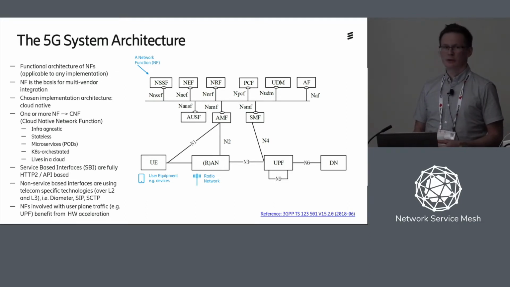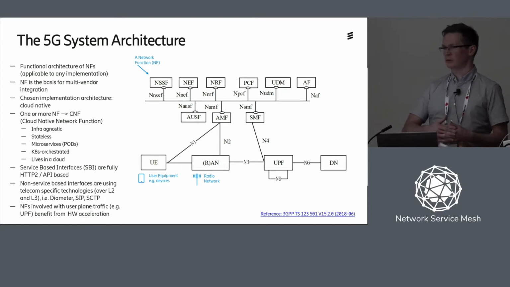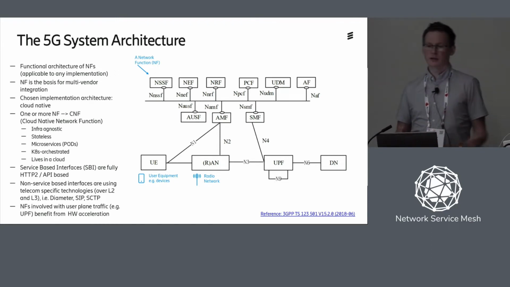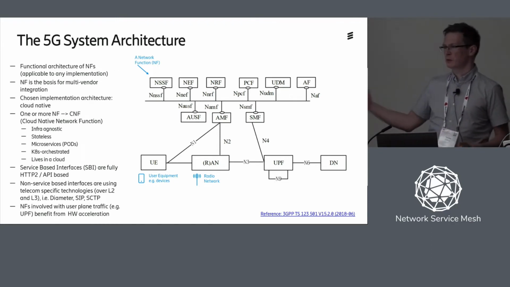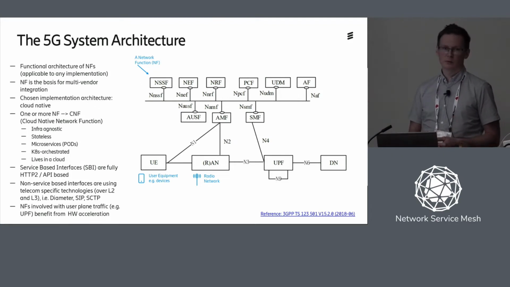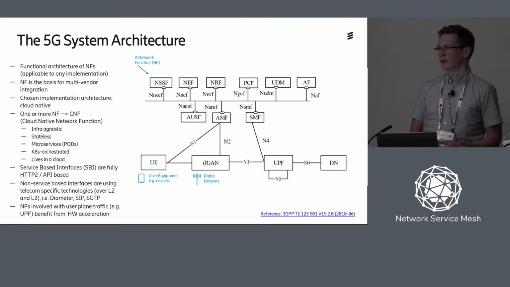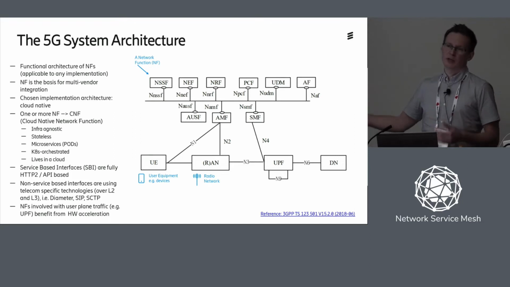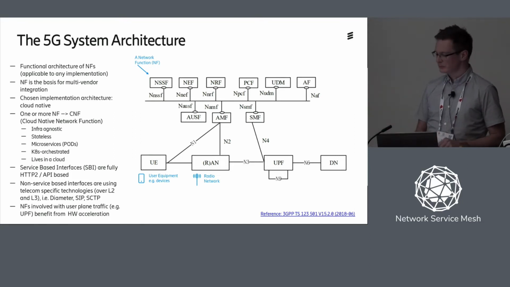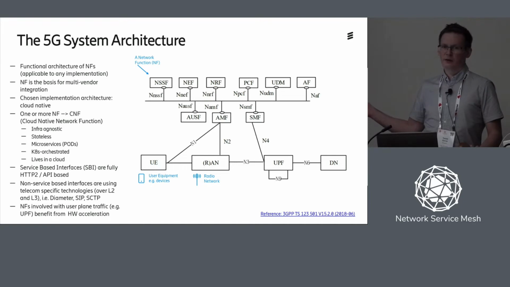You can implement those boxes as a piece of hardware. You can implement those boxes as a piece of software. You can implement those boxes as a piece of software that was made for the cloud and is running on the cloud. So all kinds of mappings are possible. I think the point with the functional architecture is that this is the blueprint for multi-vendor interoperability.